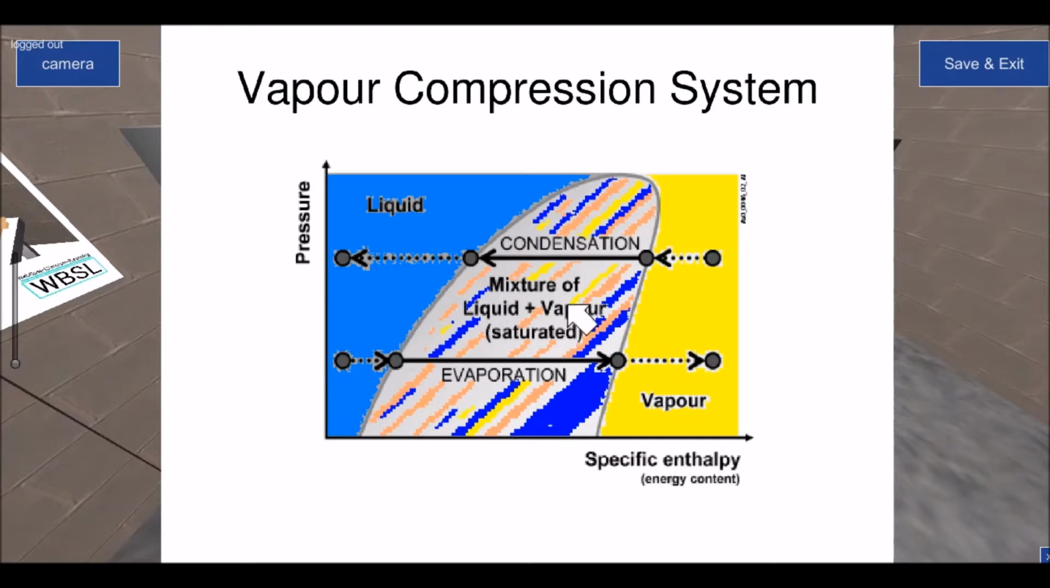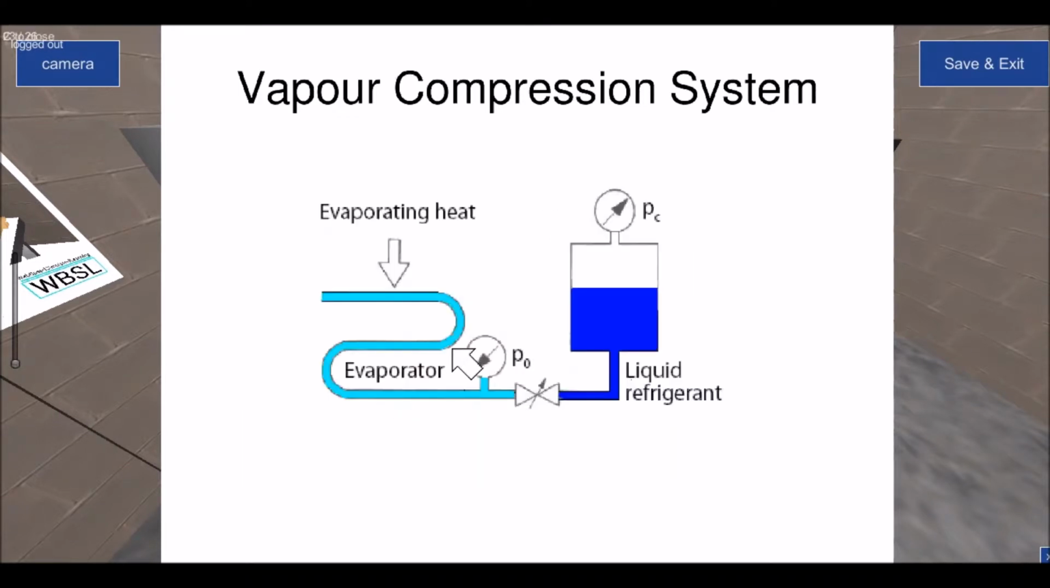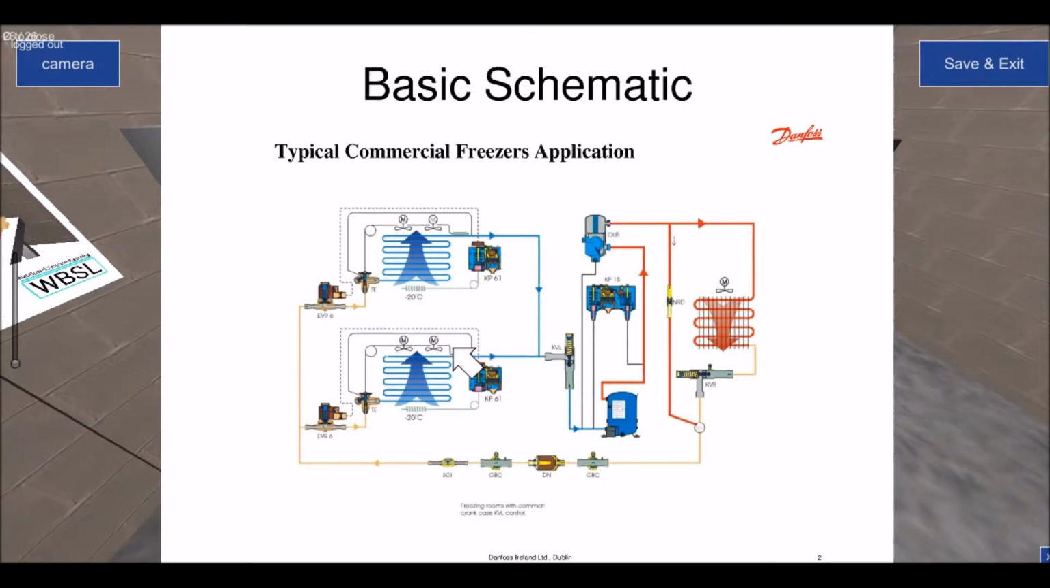This is the vapor compression system that I was talking about. Again, I don't need to go into it in too much detail. This is about your superheat zone and condensing zone and so on. And again, we can go back over these notes if we have to, but this is kind of just where we were at last week.